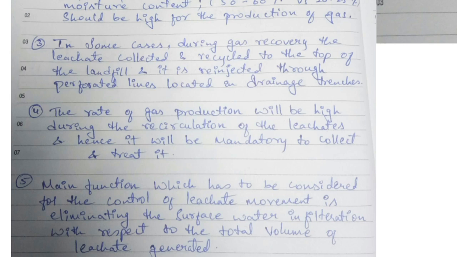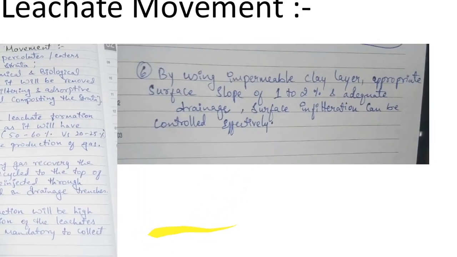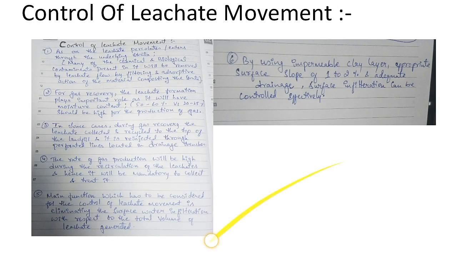Okay. The main function which has to be considered for the control of leachate movement is we have to eliminate the surface water infiltration. It should not enter into the surface water because groundwater things are going to be taken up, treated, and then it will be sent for drinking purposes. So it should not enter into those things, right? So we have to even think about it. Everything in all aspects we have to think. And what about the slopes they are going to provide is 1 to 2% surface slope. Okay, so these were the things regarding the leachate movement.